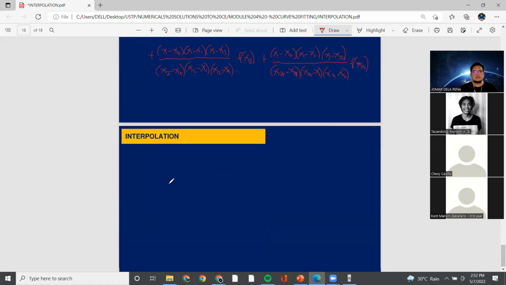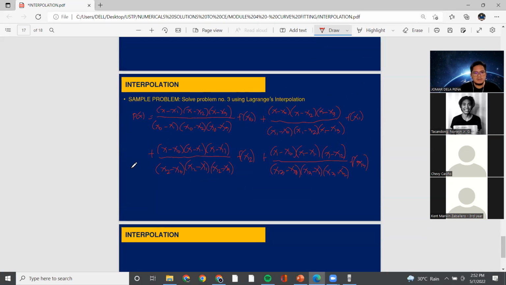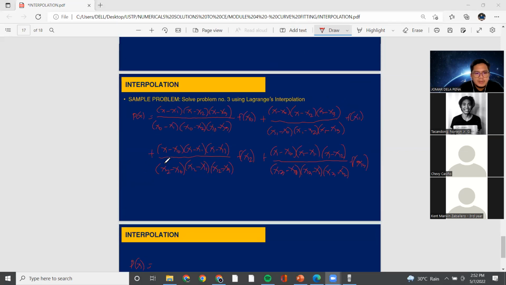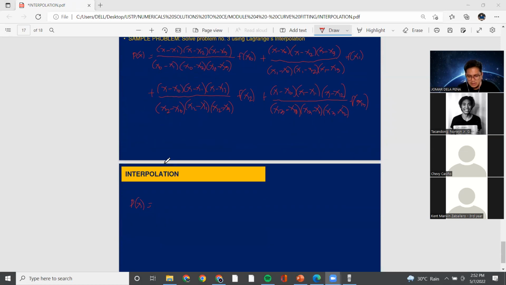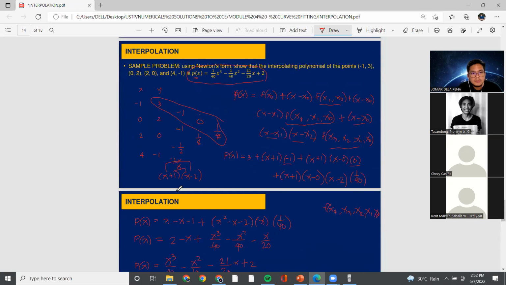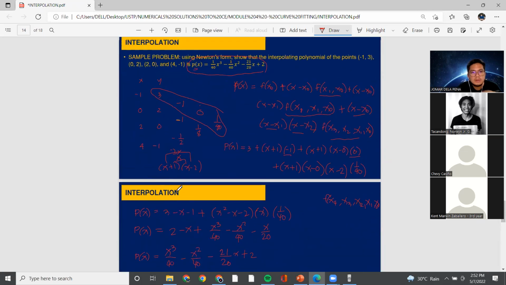Okay? So, distribute na itong value. Substitute na itong value. X minus X sub 1. Pila itong X sub 1? Is 0. So, this is X. Then, X minus X sub 2, that is X minus 2. Then, X minus 4. Okay. X sub O is pila sa X sub O? It's negative 1, no?